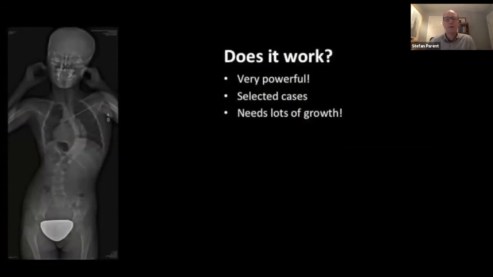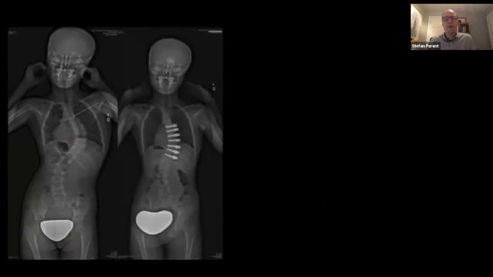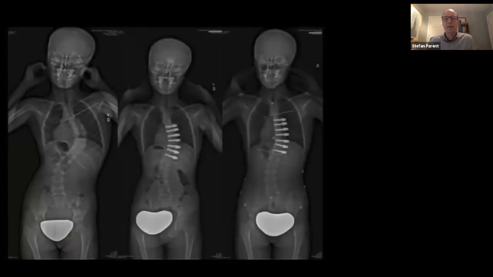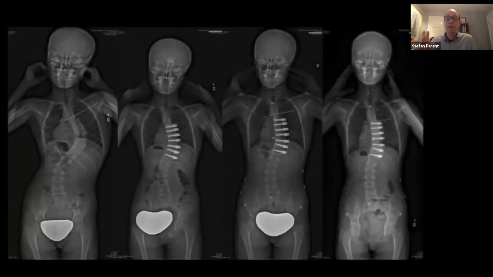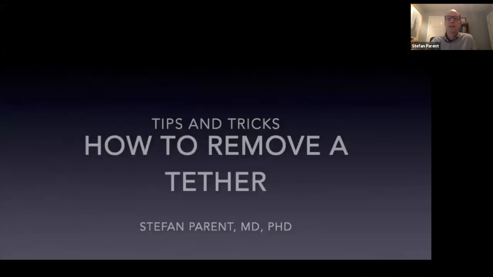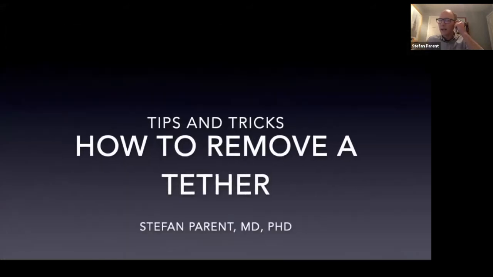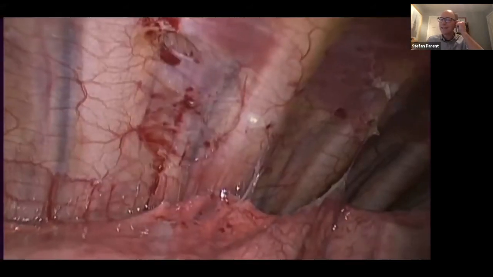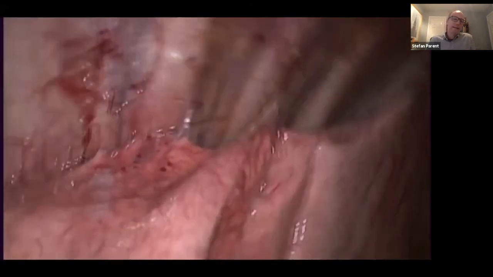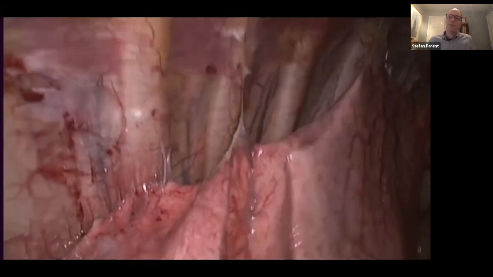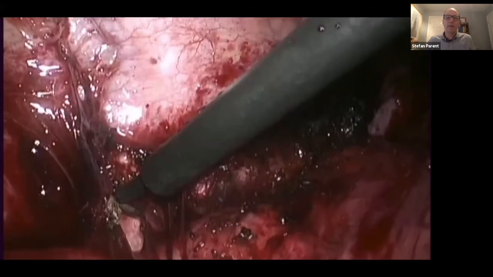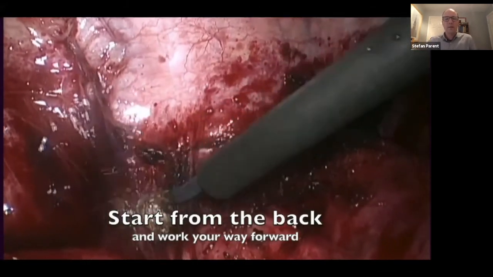I mean, if you have lots of growth, like in this kid, and you'll see this patient coming up later on for cases, you see how much correction she had initially, but also over time, over 18 and 24 months. And then the last tip and trick is how to remove a tether. So on the second day, when you go back, it's not the same vision. You don't have a clear chest to go in. You have to take out your adhesions.